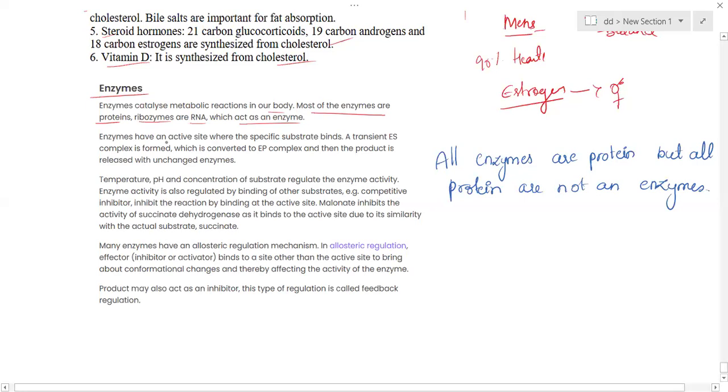And enzymes have an active site where a specific substrate binds and a transient ES complex is formed, which is converted to an EP complex, and then the product will be released.